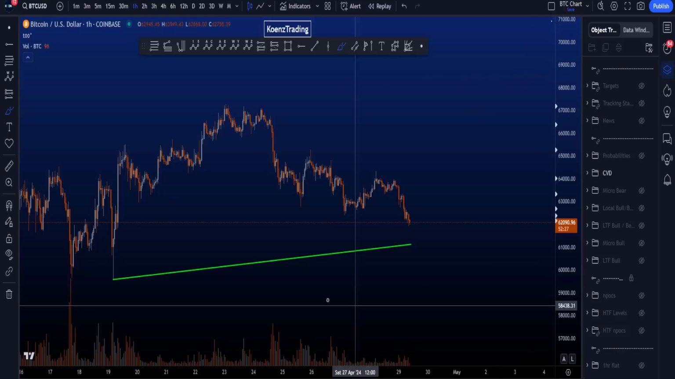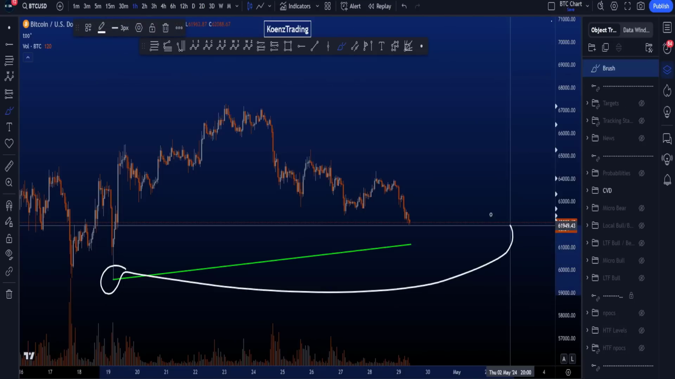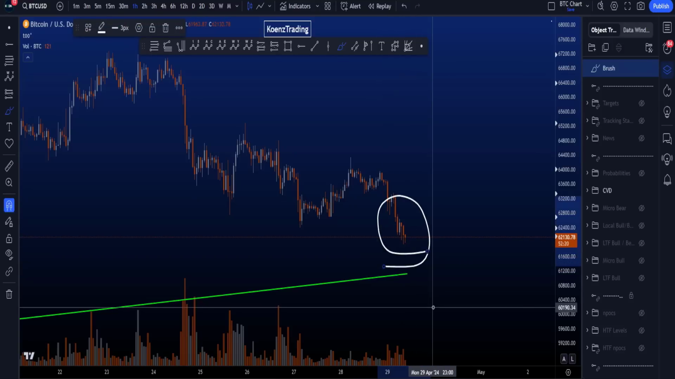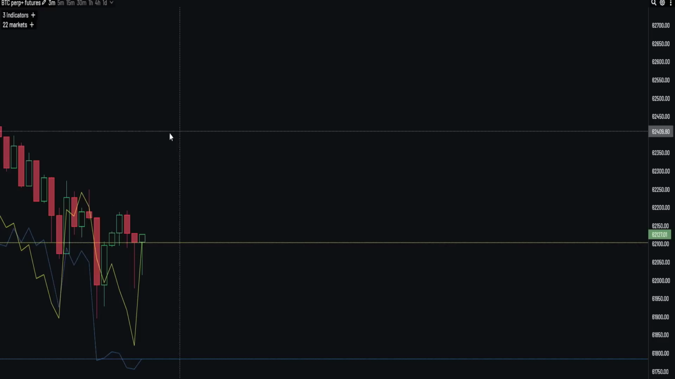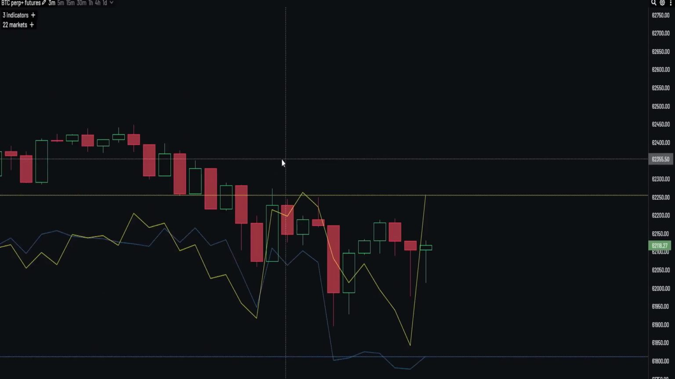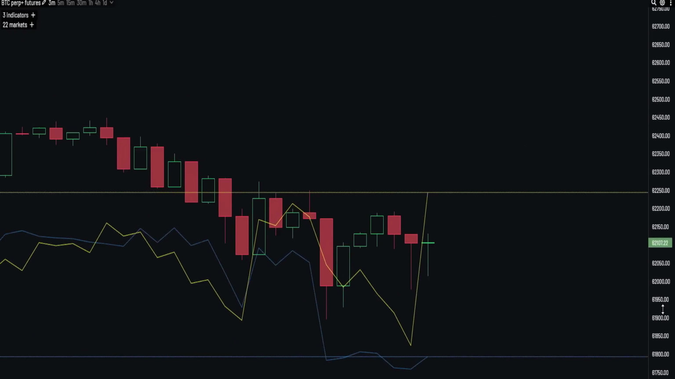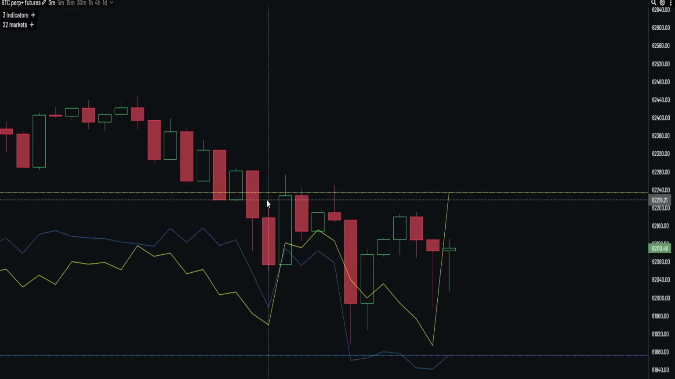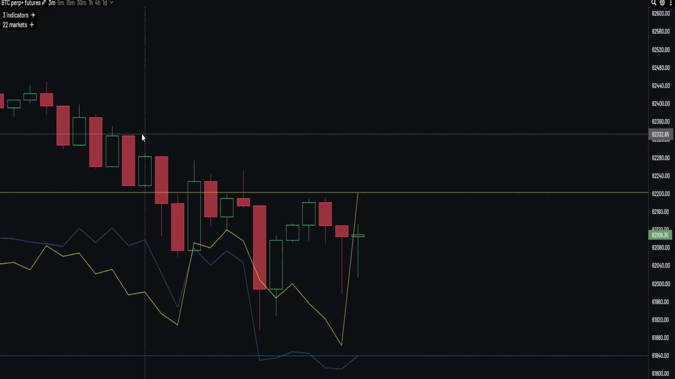Now looking at the CVD divergences, with this low we do have bullish CVD divergences. However, the local CVD divergences are most important, and what we have been seeing while price is moving to the downside are these 3-minute bearish CVD divergences. I recommend to keep an eye on these CVD divergences on the 3-minute time frame and not zoom out to the 1 hour.